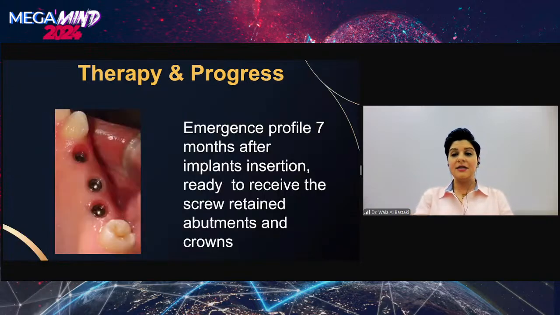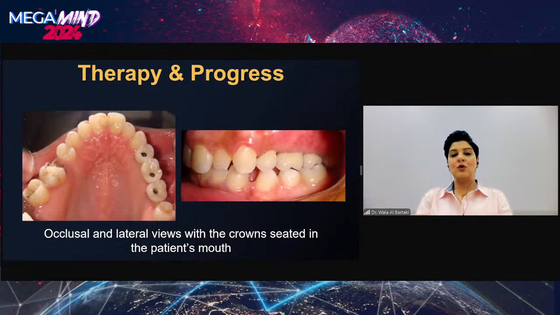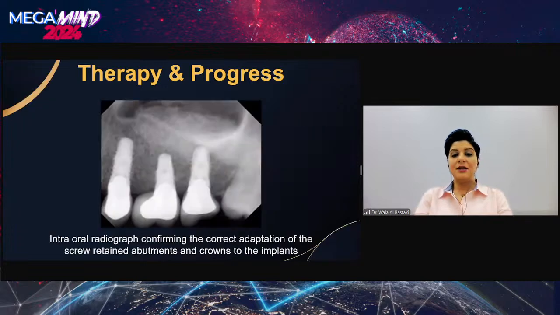This is the emergence profile 7 months after implant insertion, ready to receive the screw-retained abutments and crowns. I believe that the gums are very healthy. They look amazing. And this is the occlusal and lateral view with the crowns seated in the patient's mouth. Intraoral radiograph confirming the correct adaptation of the screw-retained abutments and crowns to the implants.